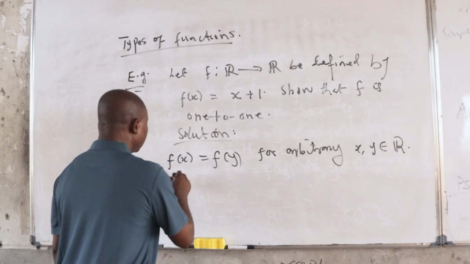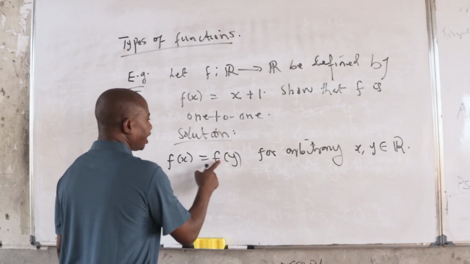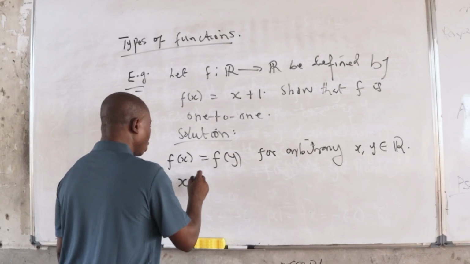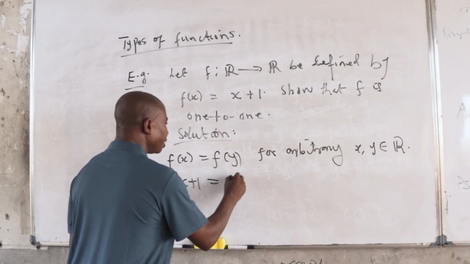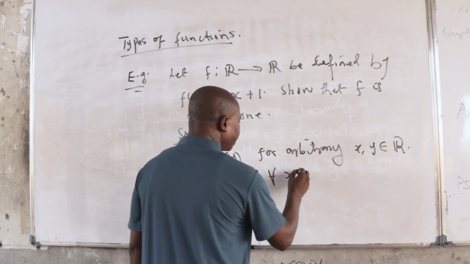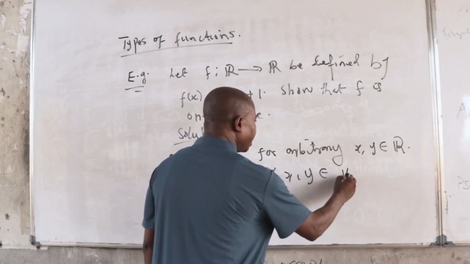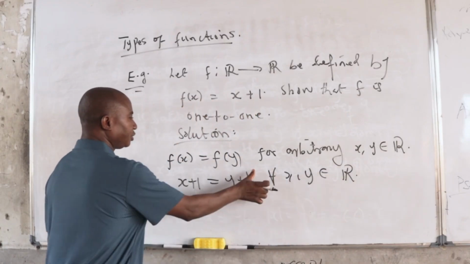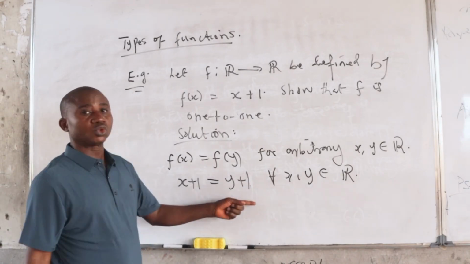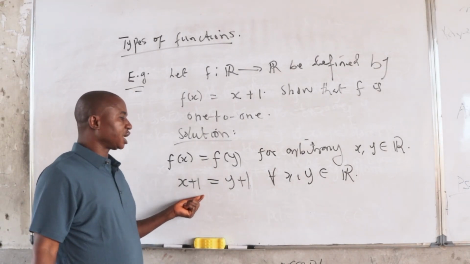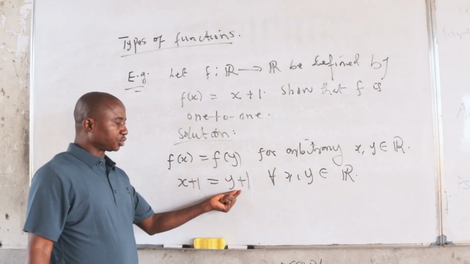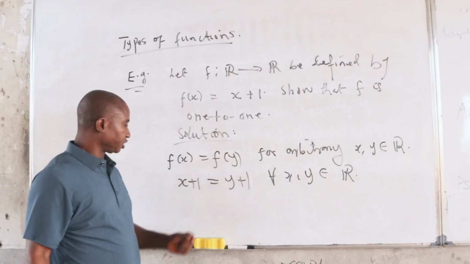To do this, f of x equal to f of y, what does it mean? That's to say that x plus 1 is equal to y plus 1, for any arbitrary x and y we can find in R. That is, for arbitrary two real numbers we call x and y. If x plus 1 is equal to y plus 1, what does it mean?